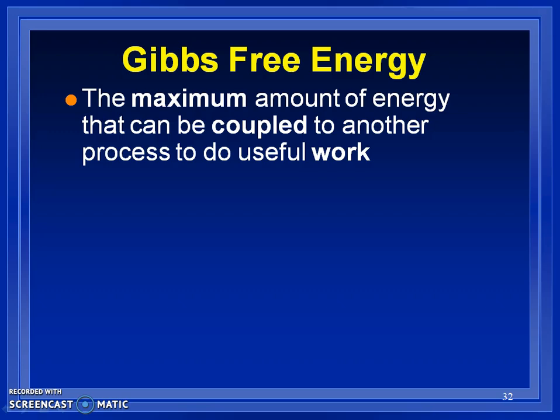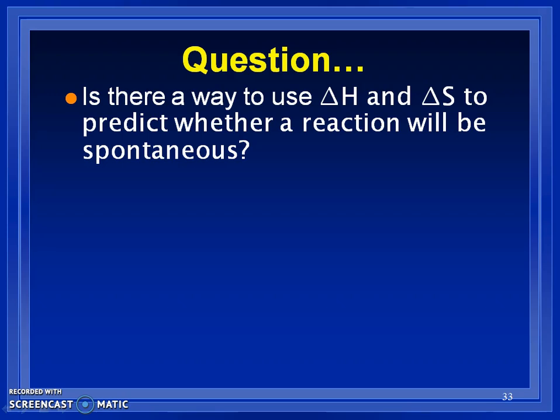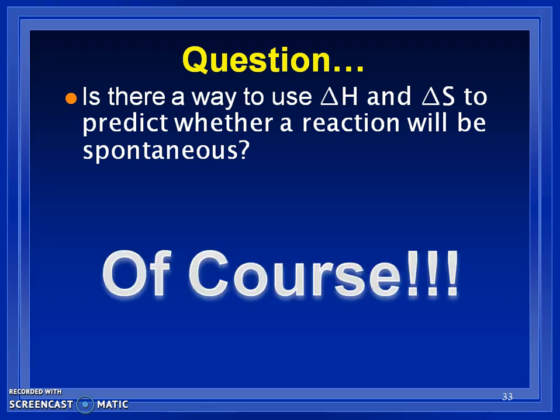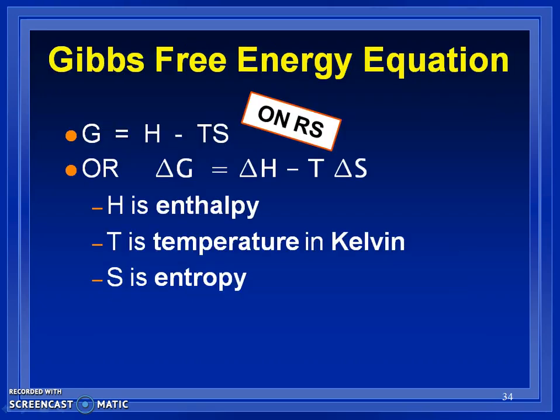So again, Gibbs free energy is the maximum amount of energy that can be coupled to another process for useful work. So is there a way then to use that delta H and delta S to predict if the reaction is going to be spontaneous? Of course there is. That's why I showed you that video as an introduction. If we know the delta H value, the delta S value, and the temperature, we can predict if that reaction is going to be spontaneous.